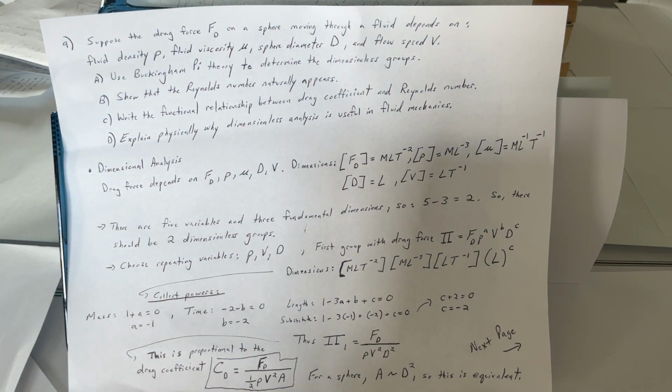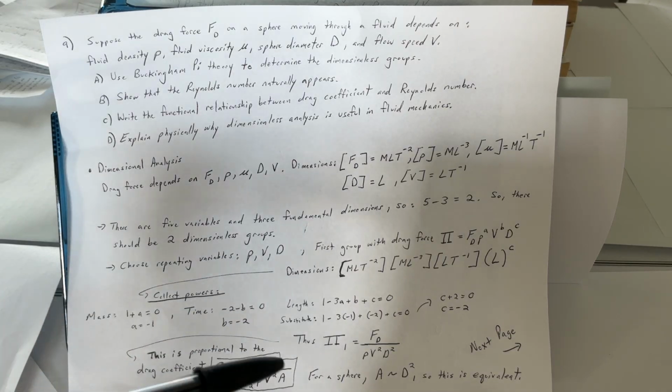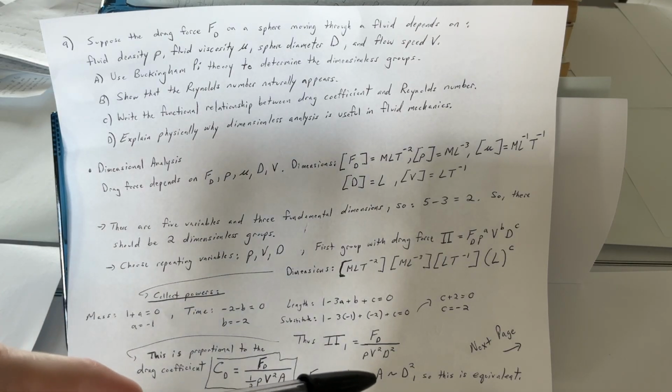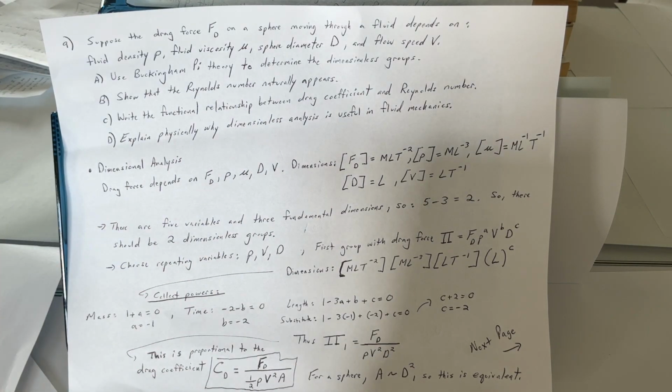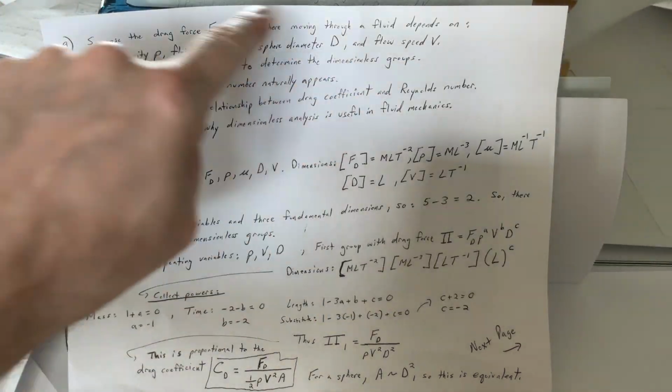Now this is proportional to the drag coefficient, C sub d equals F sub d over 1/2 rho v squared times A. And in this situation, for a sphere, your A here is proportional to d squared, so this is equivalent. Okay, so moving along to the second part of this.